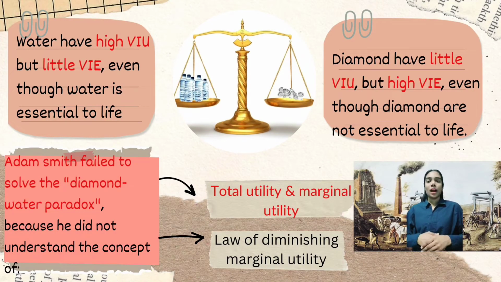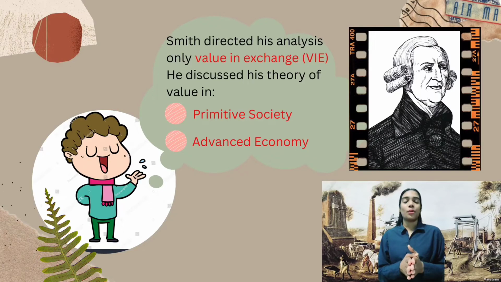Water has high VIU but little VIE, even though water is essential to life. Furthermore, diamonds have little VIU but high VIE, even though diamonds are not essential to life. Anyhow, Adam Smith failed to solve this diamond-water paradox because he did not understand the concept of total utility, marginal utility and the law of diminishing marginal utility. Therefore, Adam Smith directed his analysis only at value in exchange.